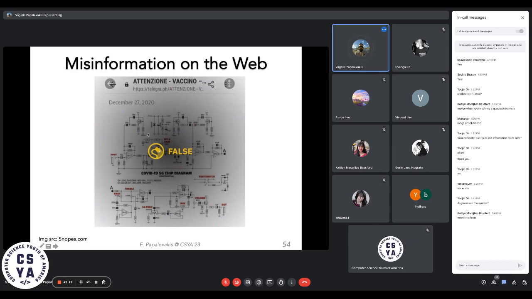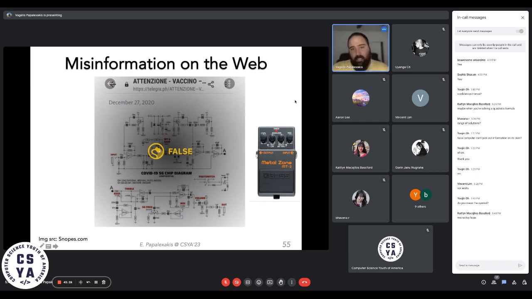Snopes is a website that evaluates the veracity of a particular rumor or a particular piece of news. It says false, right? So it kind of gives it away. But it gets even better, because it turns out that this is not the 5G chip, but the schematic for this distortion pedal. It's called Metal Zone by Boss, which I actually used to own back in Greece, but I do not own anymore, although I still love to play guitar. And this combines a lot of things that I like. I like guitar, I like analyzing data, so I like this example a lot.